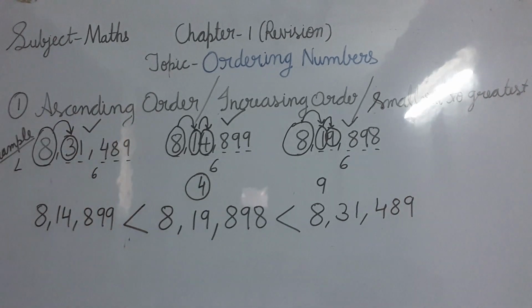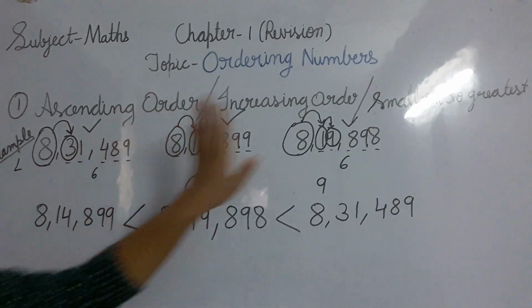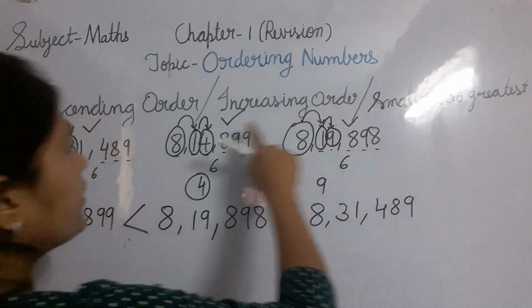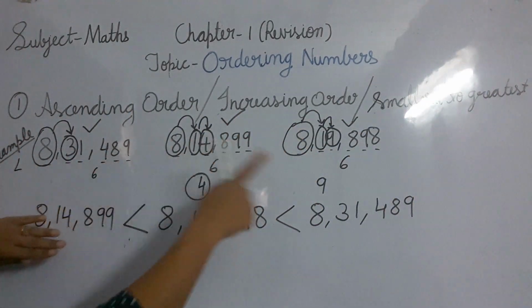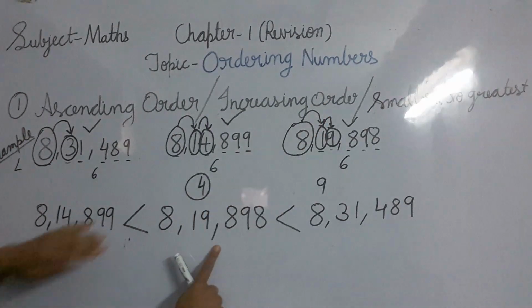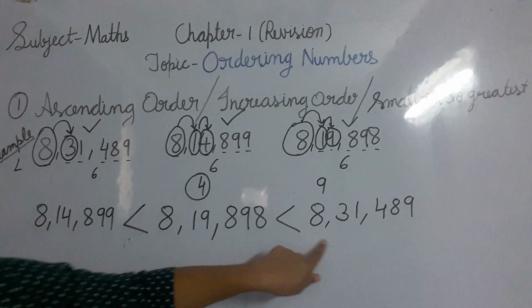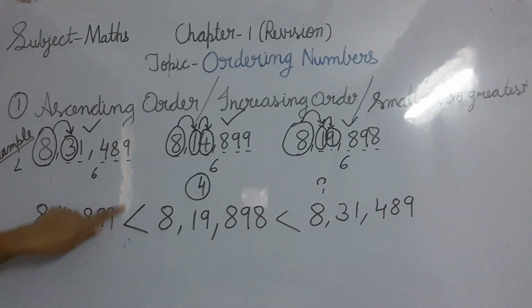831,489. Is it clear? If you have to arrange numbers in ascending order, just find the smallest number, tick it and write that number. Now see the next smallest number, tick and write, then see the next number. Automatically you will get the greatest number at the end, and the smallest number at the start.